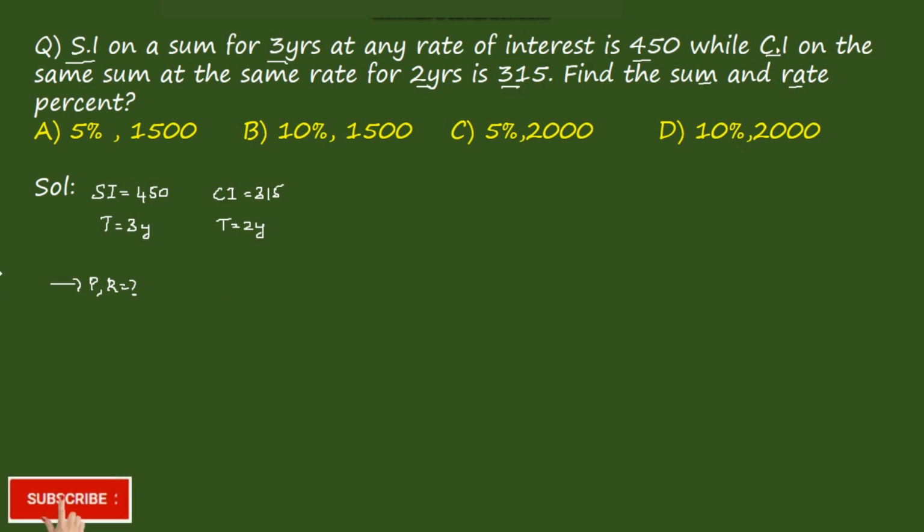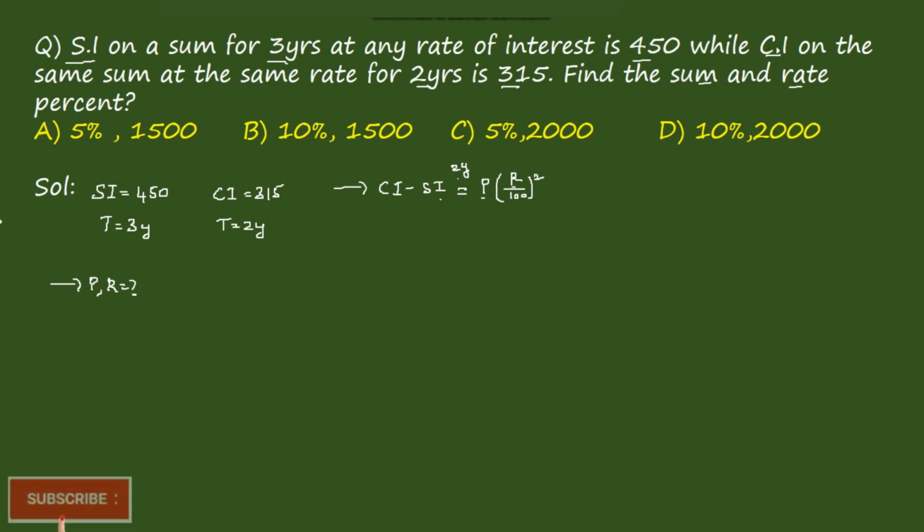To solve this particular problem very easily, what you do is we know one formula: compound interest minus simple interest for 2 years. Okay, we are talking about 2 years. That's nothing but P into (R by 100) whole square, right? So if you find the difference between the compound interest and simple interest for 2 years, which is equal to P into (R by 100) whole square, then we can find the value of P and R easily, right?